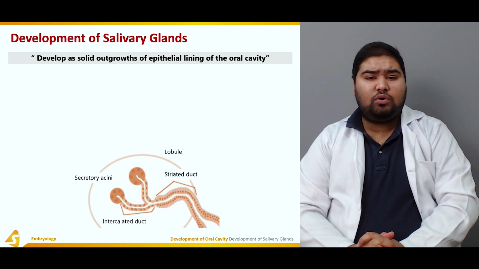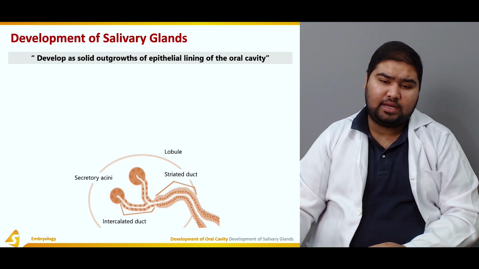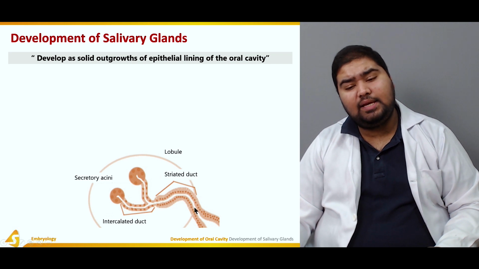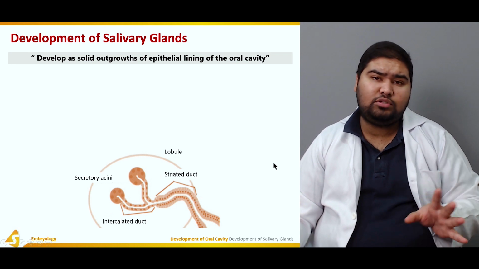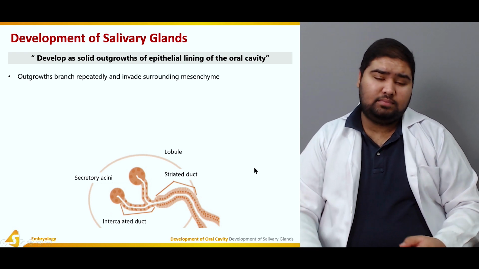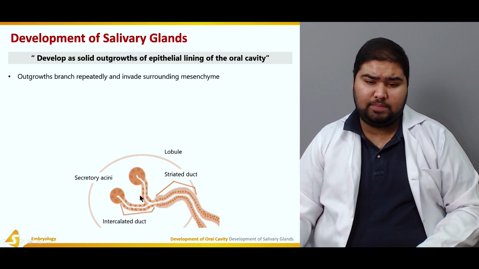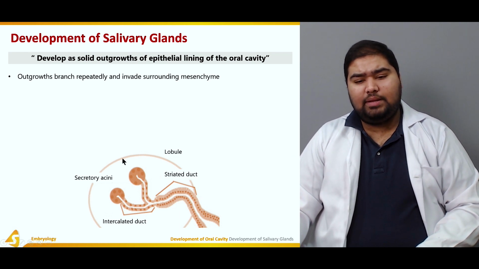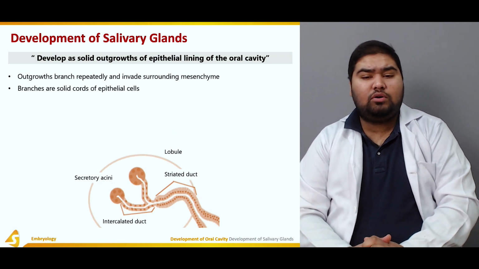They develop as solid outgrowths of epithelial cells which line the oral cavity. So these are the epithelial cells which are lining the oral cavity. They actually start or originate as solid cords that grow out of these epithelia. Now the outgrowths branch repeatedly. Here you can see in the figure they are branching repeatedly, and they invade the surrounding mesenchyme. This is the mesenchymal area. Now the branches are solid cords of epithelial cells.